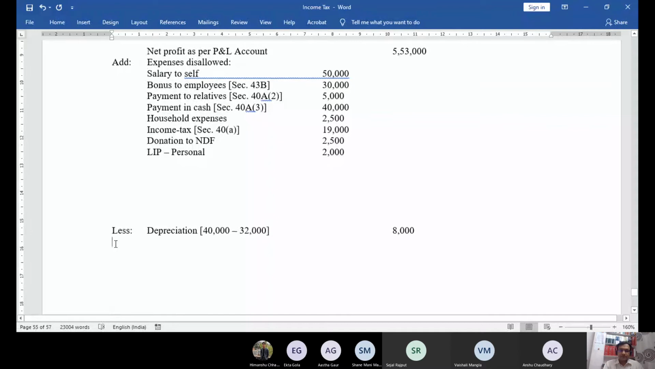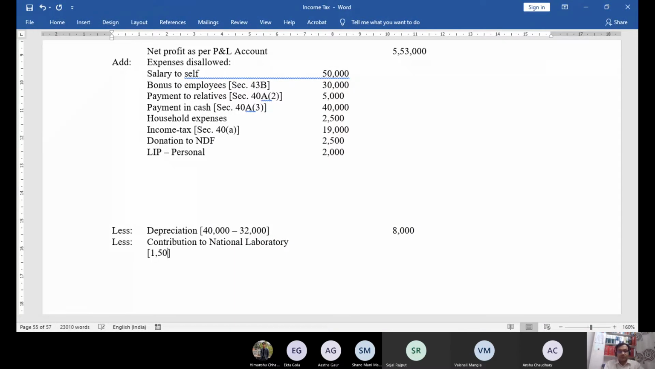Next one, contribution to national laboratory, less. I have shown less amount. I should have shown how much? Contribution to national laboratory. I have shown only 1 lakh. I should have shown 1,50,000. So the excess you show right now. So in reality it should have been 150, but since I have shown already 1 lakh, the excess I will show now, which is 50,000.